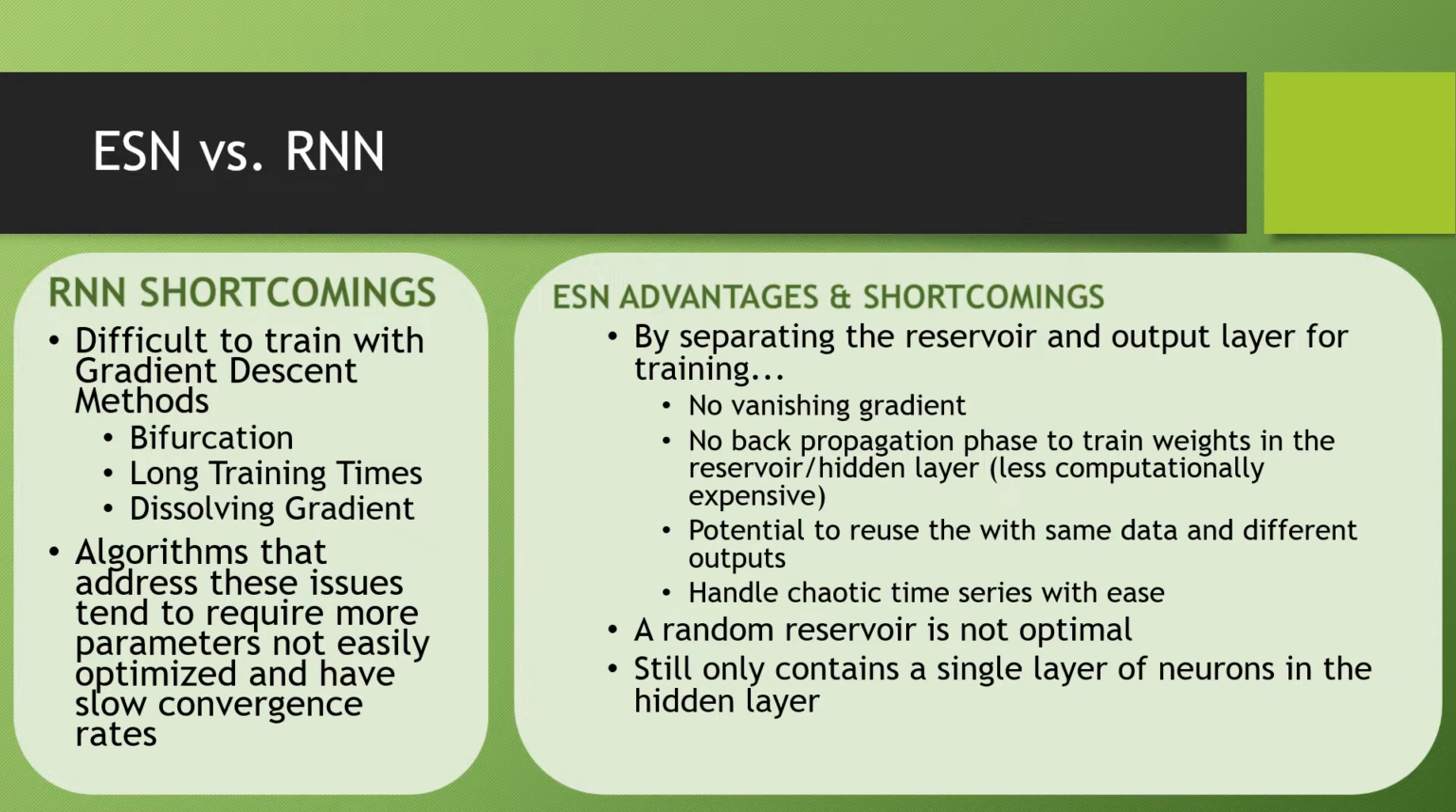ESN, on the other hand, address a lot of these issues. They do not suffer from vanishing gradient. There are no long training times because of the lack of backpropagation through gradient descent. Once you find a reservoir that works well for a set of data, it can be reused with that data for different problems. And it has been repeatedly shown to excel at handling chaotic time series problems.